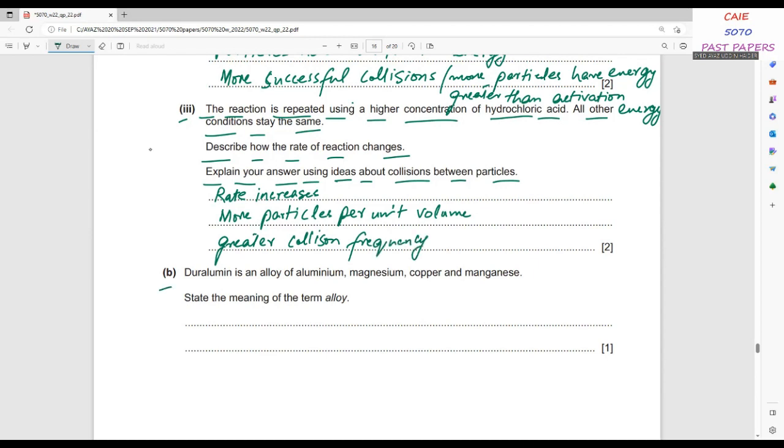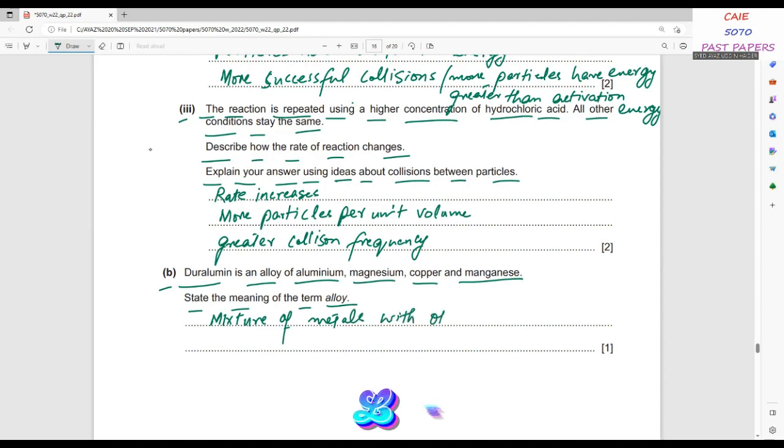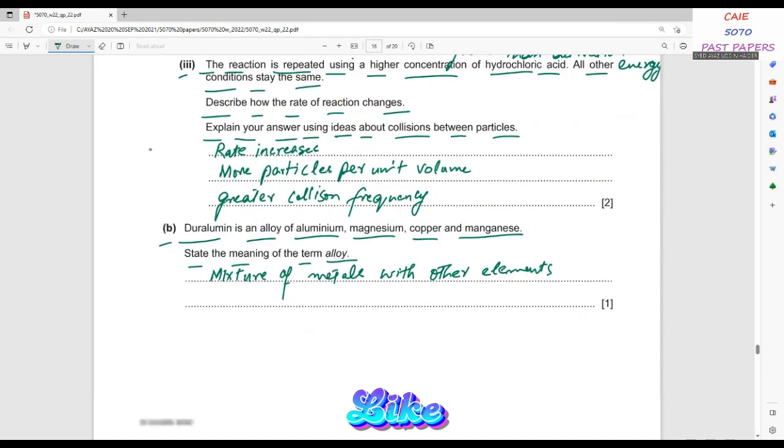Number B, brass is an alloy of aluminium, magnesium, copper, and manganese. State the meaning of the term alloy. It's a mixture of metals. You can write with other elements, because sometimes you have carbon also, like in the alloy of steel.